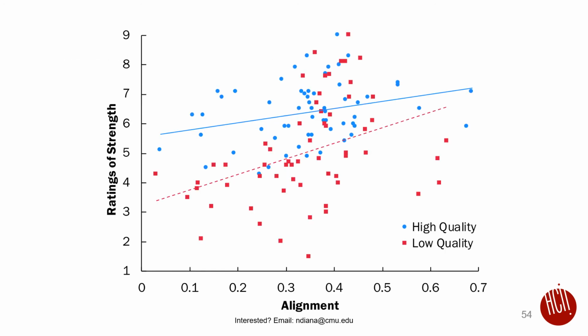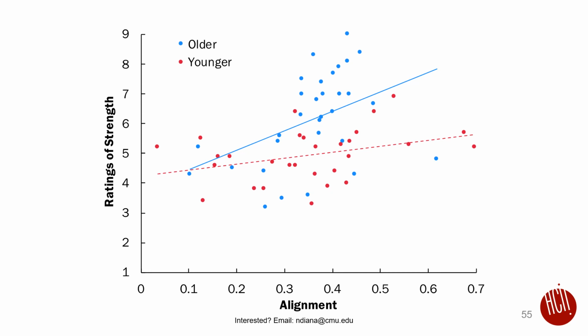This graph shows alignment by ratings of strength across arguments grouped by quality. We can see that people generally rated high-quality arguments as stronger, which is good, but also that alignment is positively correlated with ratings regardless of argument quality. This graph again shows alignment by ratings of strength, but this time the data is separated into older and younger participants. We can see that the relationship between alignment and ratings is much stronger in older participants, which again replicates prior findings in this area.